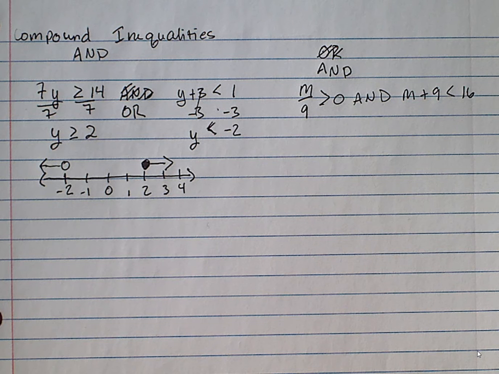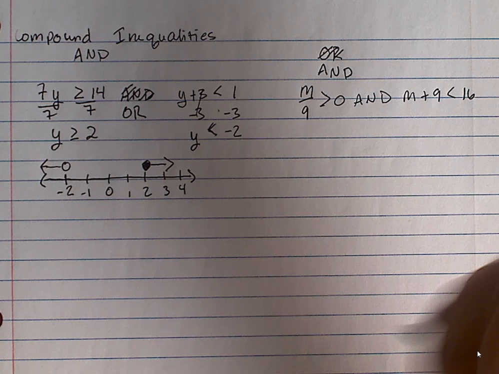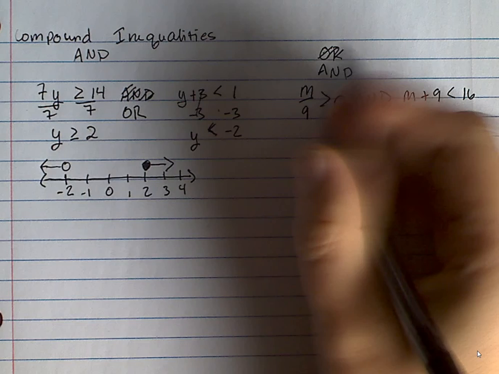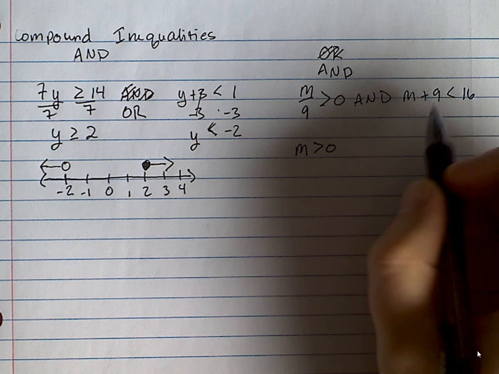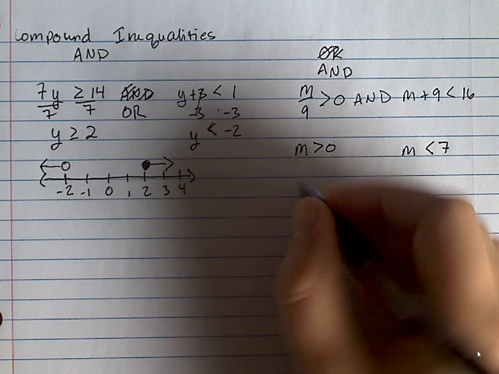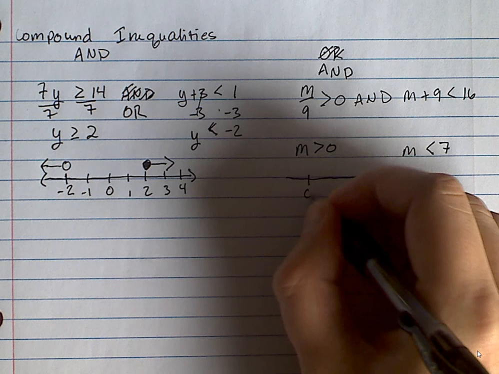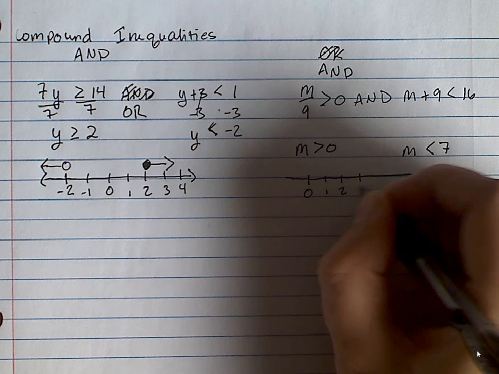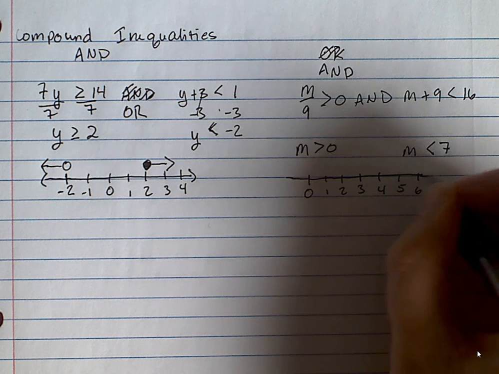So not too bad. So on the one on the left, if you multiply both sides by 9, the number in front of the variable isn't negative, so you get m is greater than 0. And then on this one, you subtract 9 from both sides. You get m is less than 7. So on your number line, you need to have both 0 and 7. So I'll have 0 on the left. 1, 2, 3, 4, 5, 6, and 7.